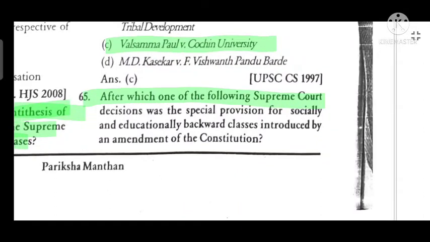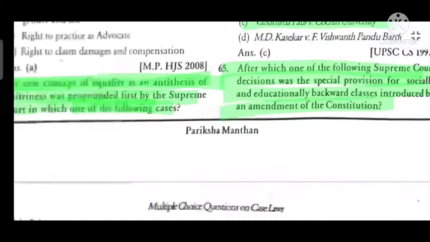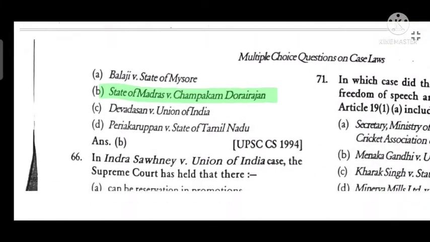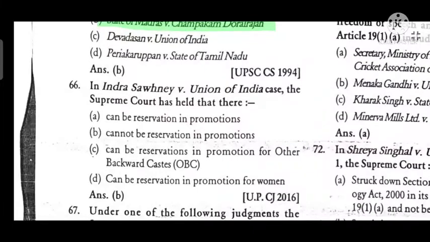After which one of the following Supreme Court decisions was the special provision for socially and educationally backward classes introduced as an amendment of the Constitution? State of Madras versus Champakam Dorairajan. Indra Sawhney versus Union of India.